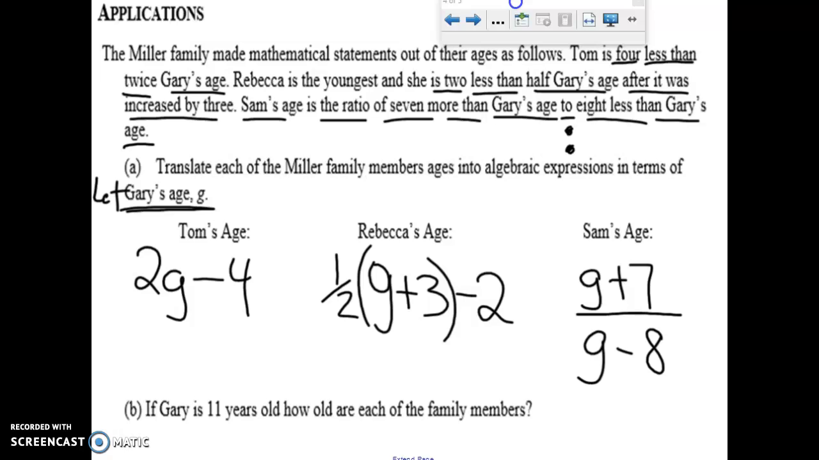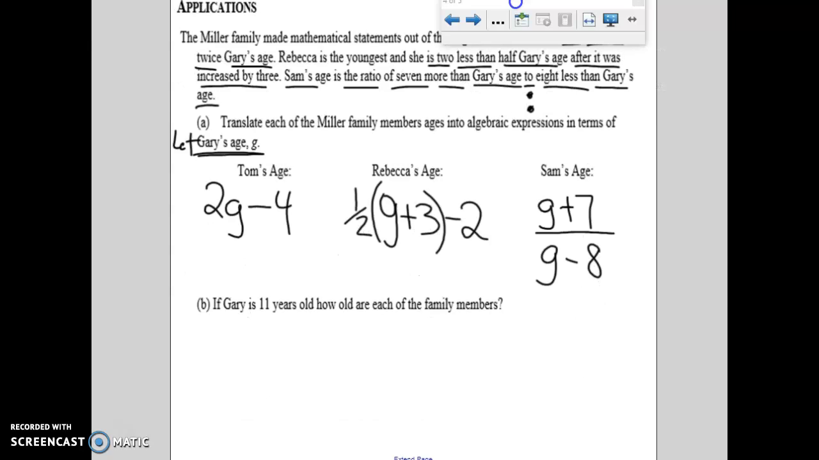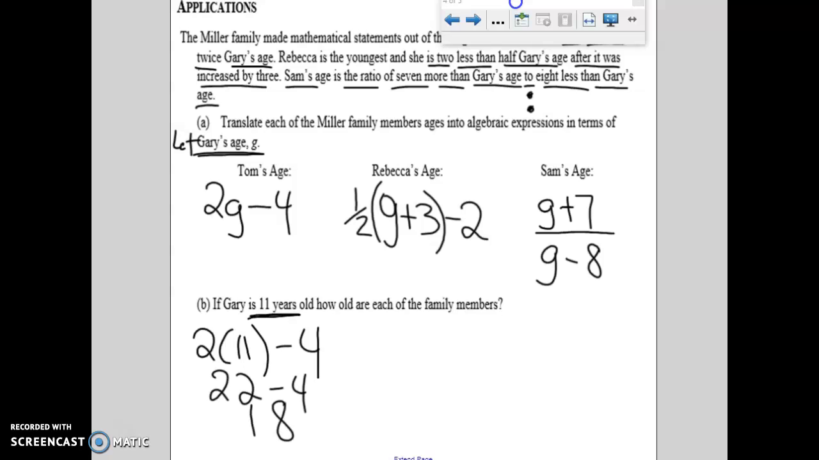Now let's see if we can find out how old they are. What would we need to know? Obviously, Gary's age, right? So if we came up with Gary's age, we'd be able to substitute in his number for G. And they tell us that Gary is 11. All right, let's do twice 11 minus 4. And if this looks familiar, we've had this lesson before. We've done the order of operations. Everything that I teach you, hopefully you'll see again, and that's why we do it, so that you're good at it, so that you can be successful in it in the future.